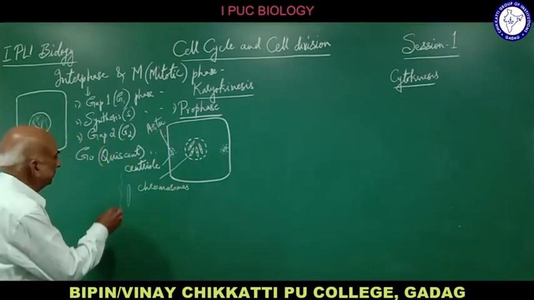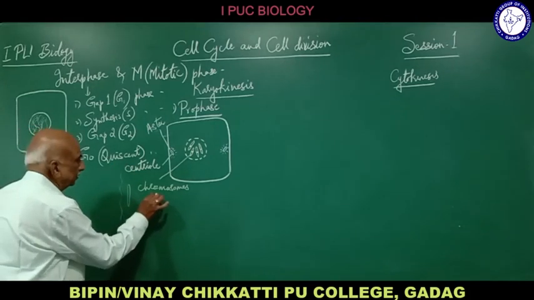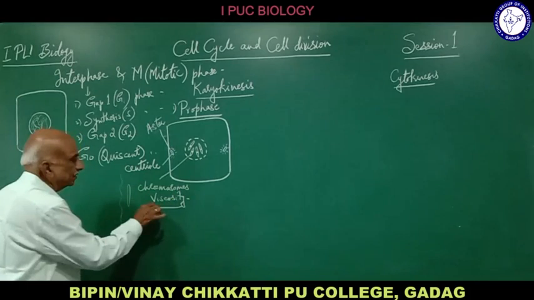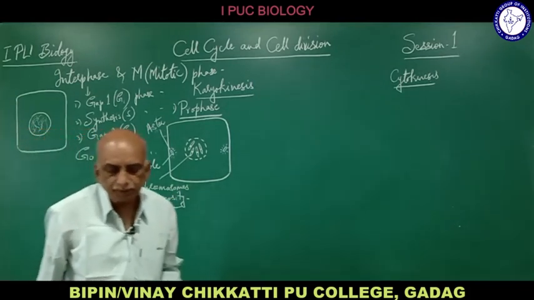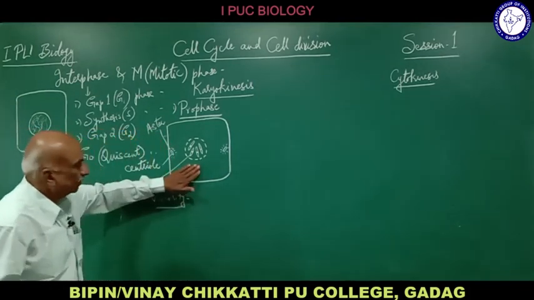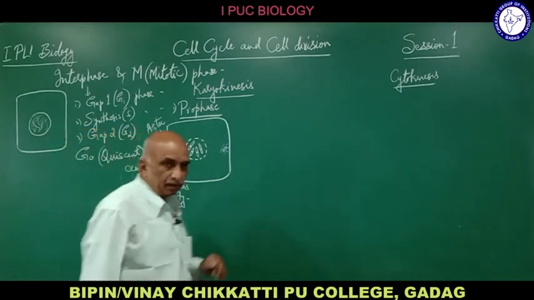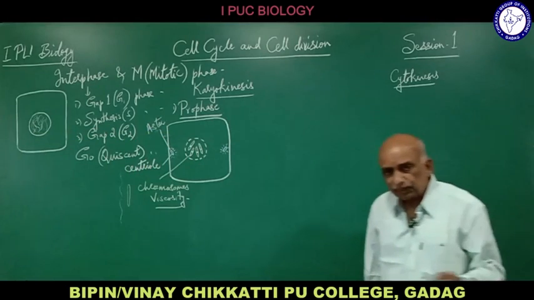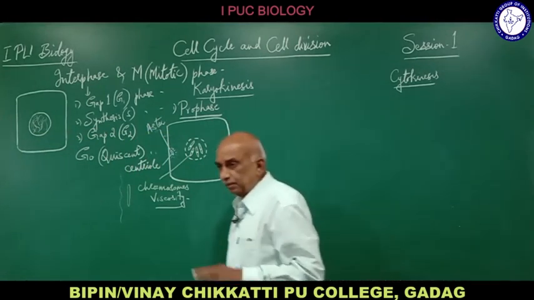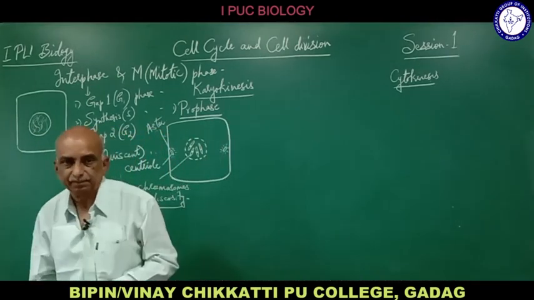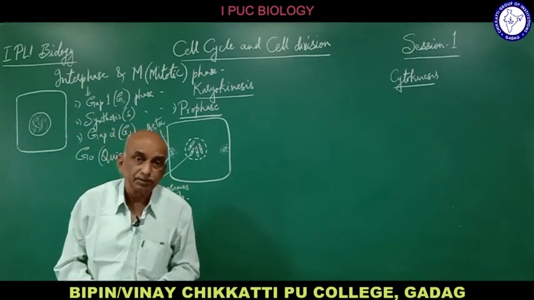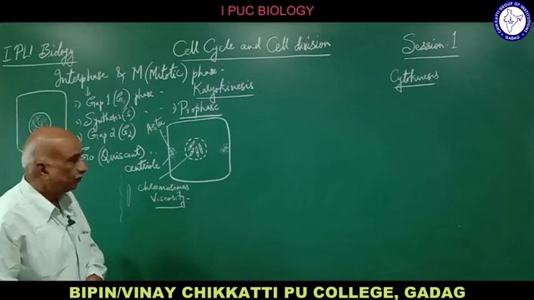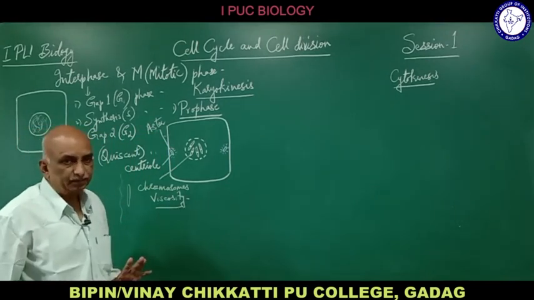Then one more we can mention in the prophase: the viscosity of the cytoplasm of the cell increases. That means the liquid cytoplasm becomes somewhat viscous in nature. So 4 events which we can mention in the prophase.